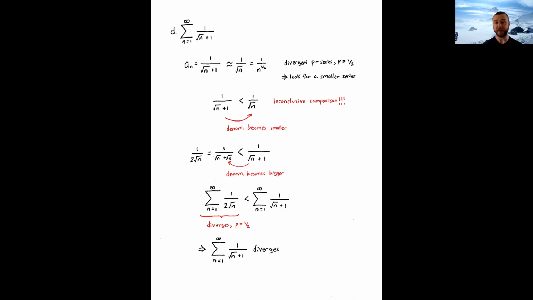So our smaller infinite series here is a divergent p-series where the power p is 1/2. And if we apply the direct comparison test, here the smaller infinite series diverges, which means our bigger infinite series has to also diverge.